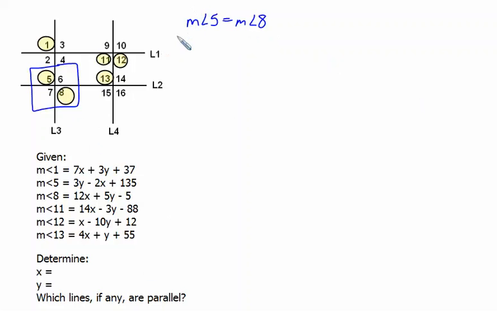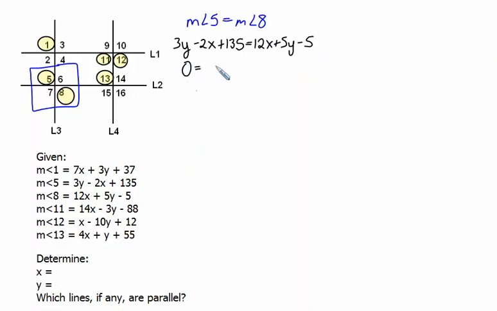Now we'll plug in the algebra because we will need to work this problem out in its entirety. 3y minus 2x plus 135 is equal to angle 8, which is 12x plus 5y minus 5. Please make sure you copied that down correctly. That's an easy place to make a mistake.